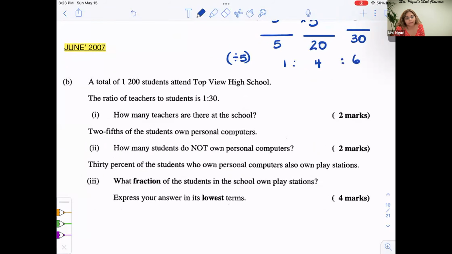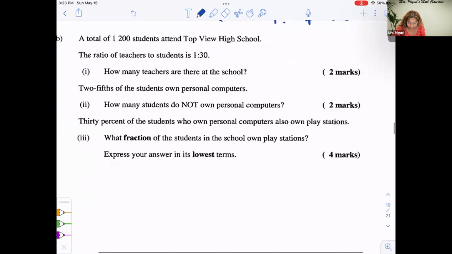The total number of students at Topview High School is 1,200. The ratio of teachers to students is 1 to 30. So you might want to write that. Teachers to students is 1 to 30, right? So there are 1,200 students.